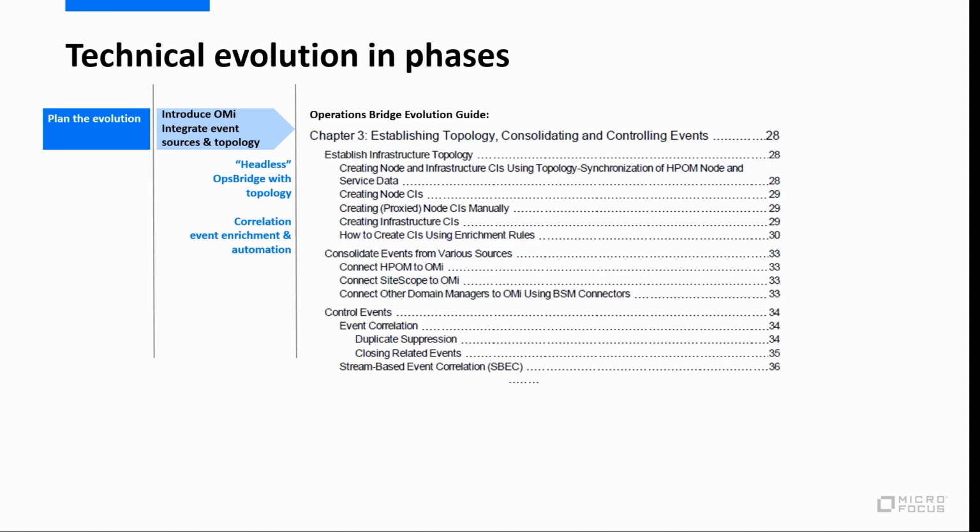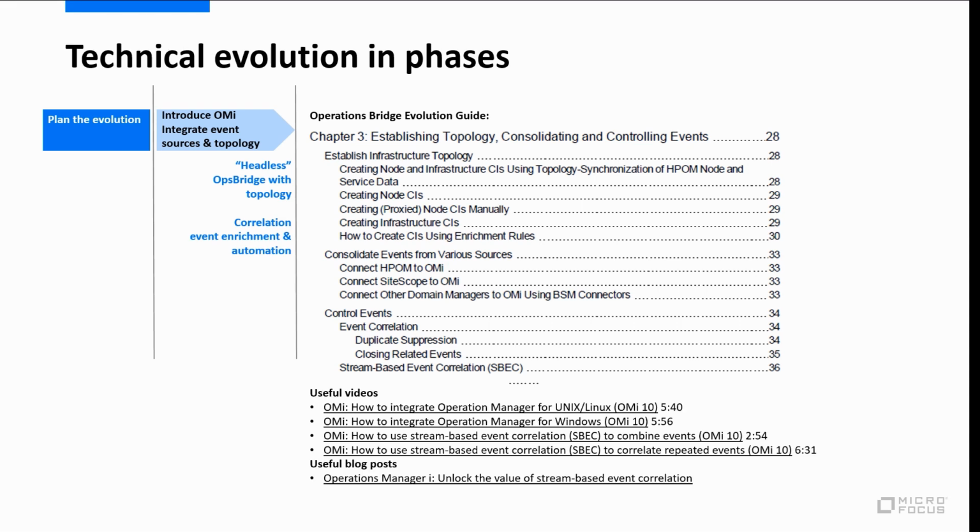When the planning has finished, then OMI can be added to an existing OM solution. In this step, event and topology sources are integrated into OMI. Such sources include OM servers, SiteScope, Network Node Manager i, and other domain managers via the BSM connector. The evolution page contains a short video that shows how you can integrate an OM server to OMI. OMI provides new event correlation capabilities, including stream-based event correlation. The videos and sample rules on HP Live Network will help you to implement these in this phase.